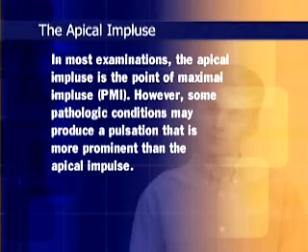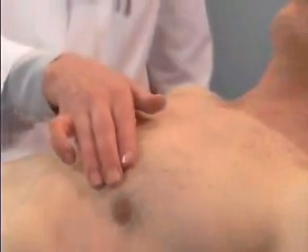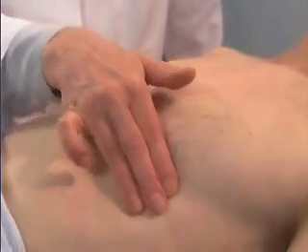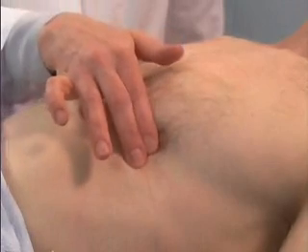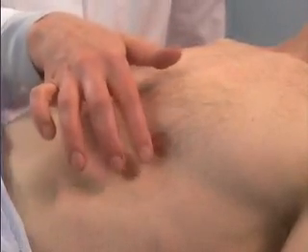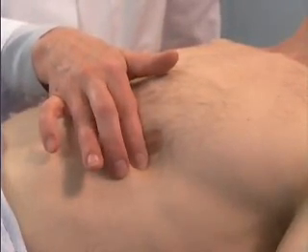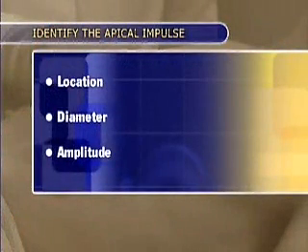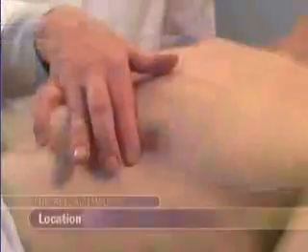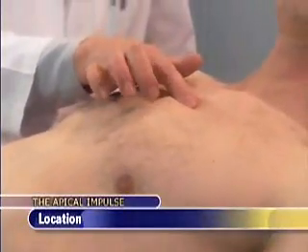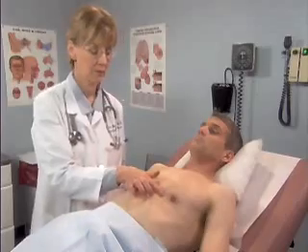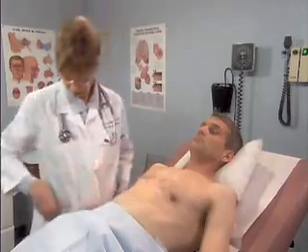apical impulse. Using the palmar surfaces of several fingers, then for finer assessments, your fingertips followed by one finger alone, palpate to confirm the characteristics of the apical impulse. You will note its location, diameter, and amplitude. Identify the location of the apical impulse by the interspaces in which you feel it, and by its distance in centimeters from the midsternal line.